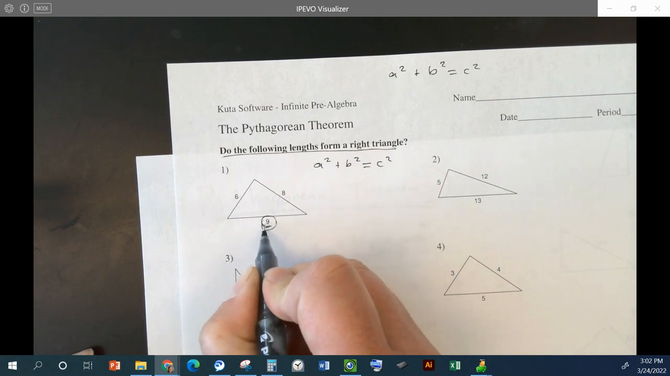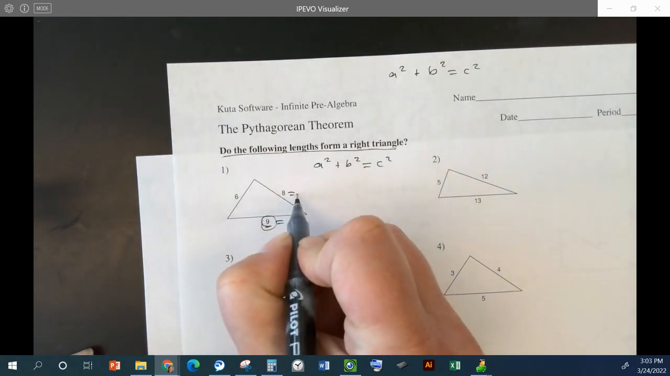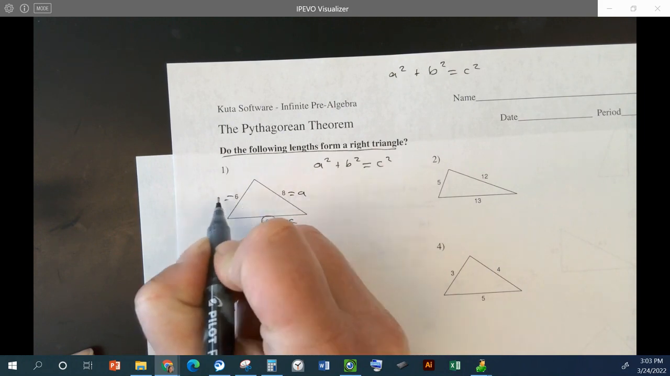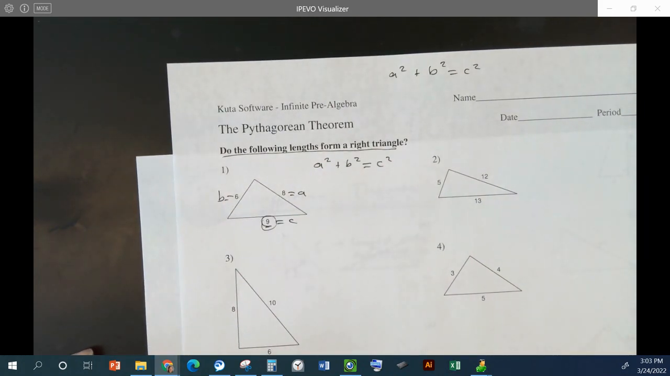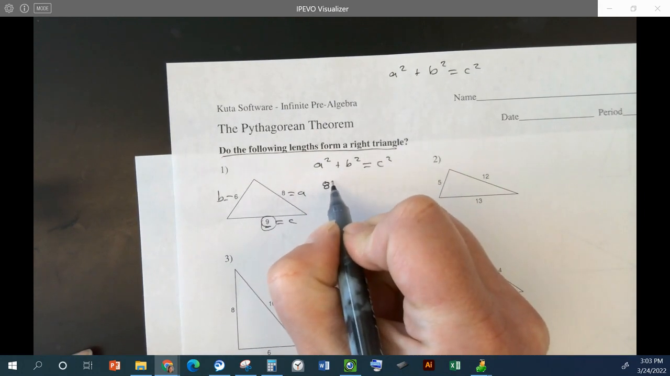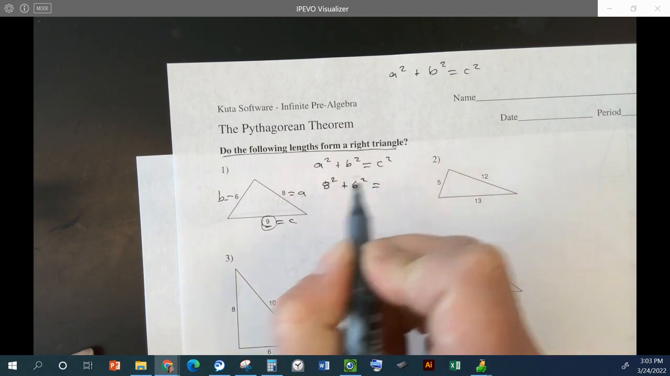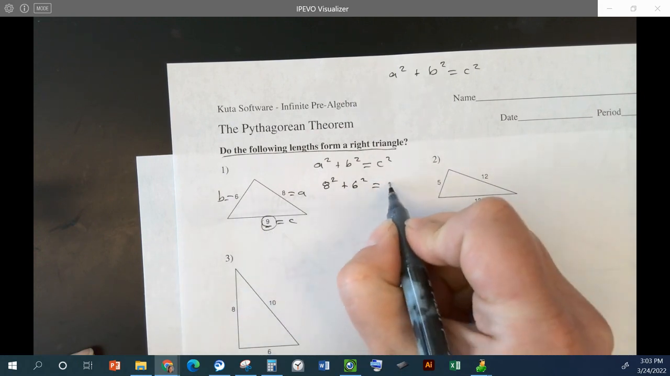The long side is always C. So find the longest side, this one's C. Then it doesn't matter, the short sides can be A and B. We don't really care which one's A and which one's B. So then we plug it in. A squared, so A is going to be 8, plus 6 squared. We are checking, is that 9 squared?